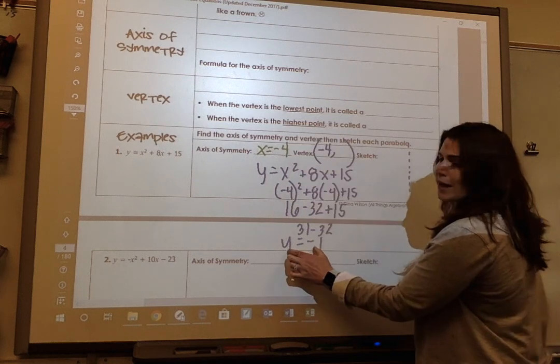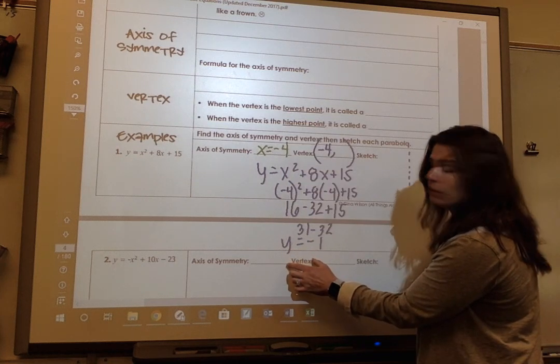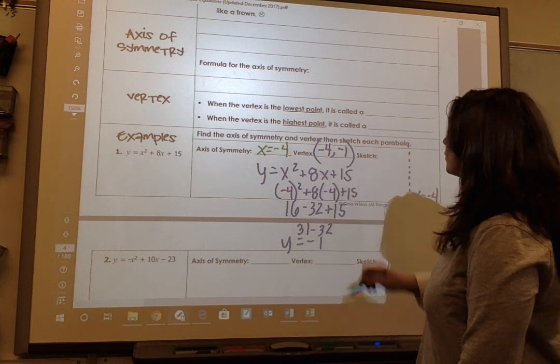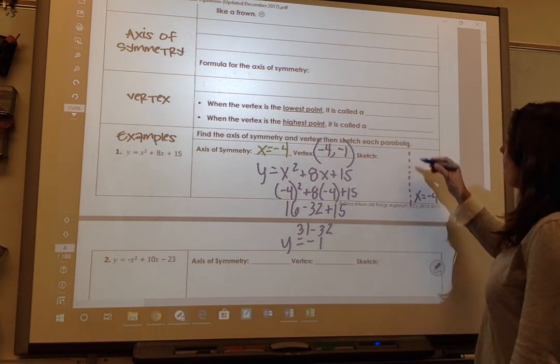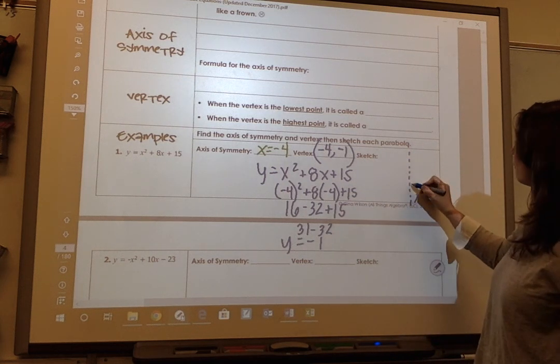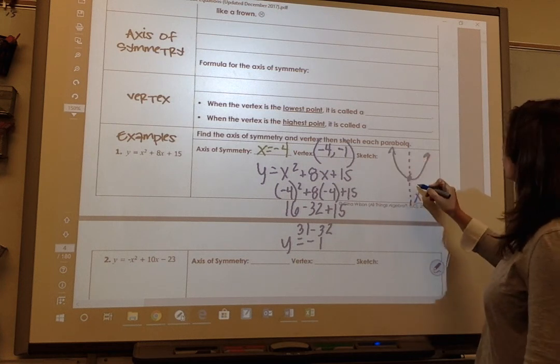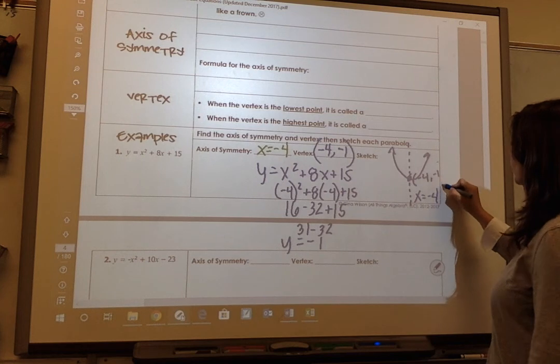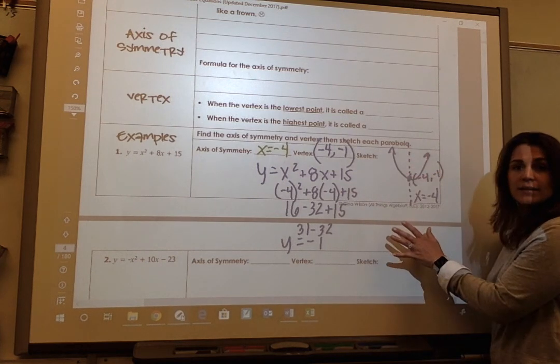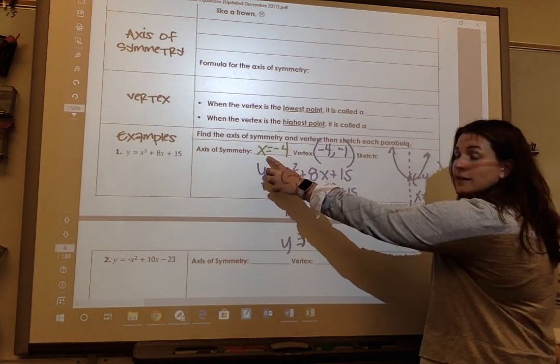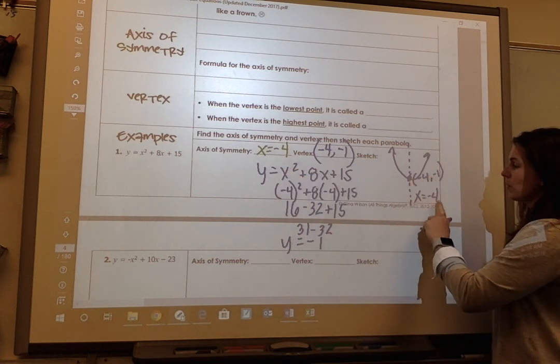I know I did that fast, but all you're doing is evaluating, and we've been doing that all year long. So my y value is negative 1. So my vertex point is negative 4, negative 1, and my parabola opens upward. So all you have to do when you sketch is this. There are a couple things I'm looking for. You've got to label your axis of symmetry, x equals negative 4.